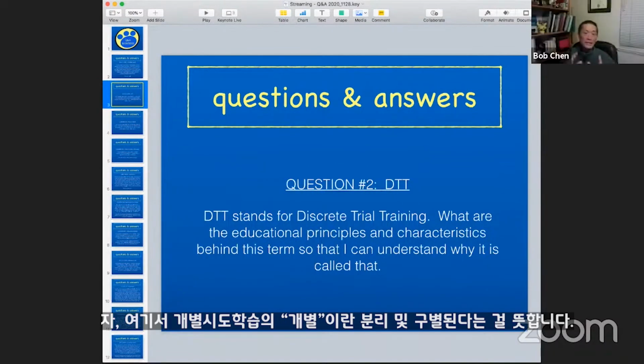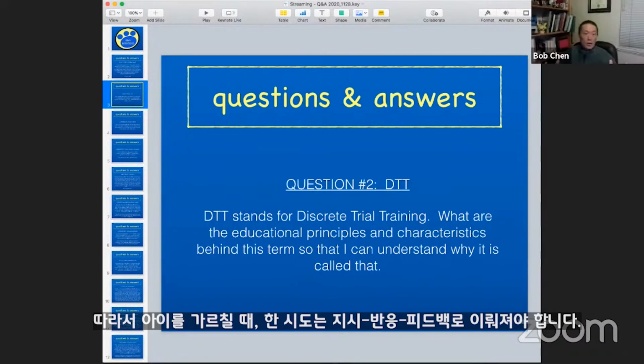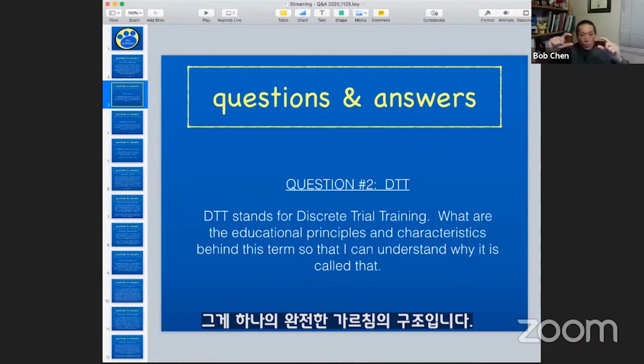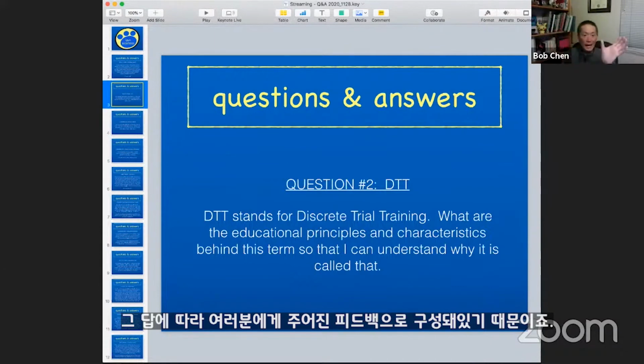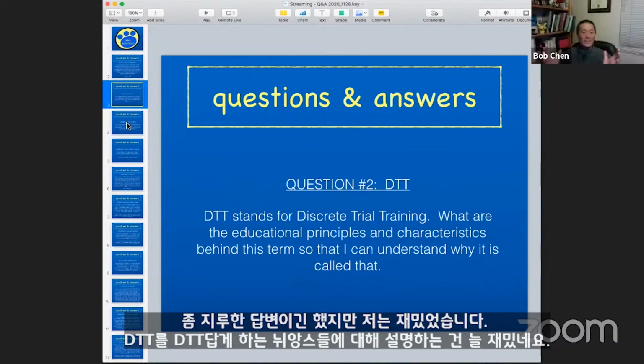Now, discrete in discrete trial training means separate and distinct. So when you're teaching a child, one discrete trial is instruction, response, feedback. That is one complete unit of teaching, and it's the most basic unit of learning because it's about what instructions are given to you, what you have to produce as your response, and then the feedback that's given to you to support that response. All right, so kind of a dry lesson there, but it's fun for me. I enjoy the nuances of talking about what makes a discrete trial a discrete trial.